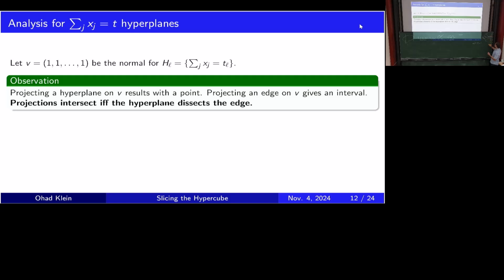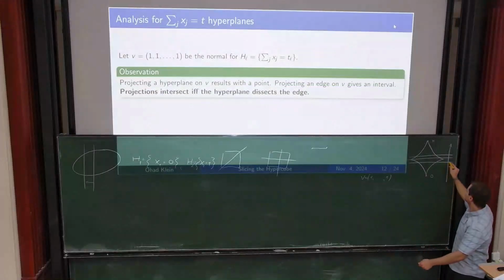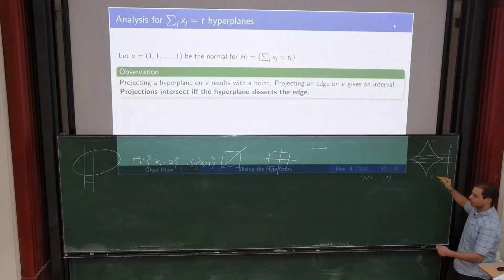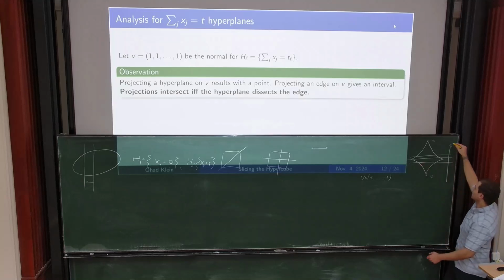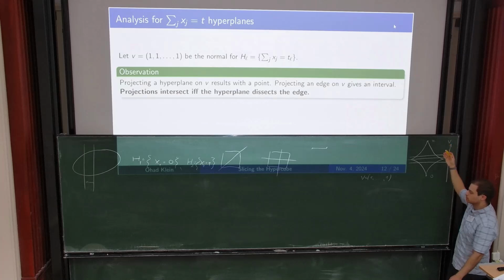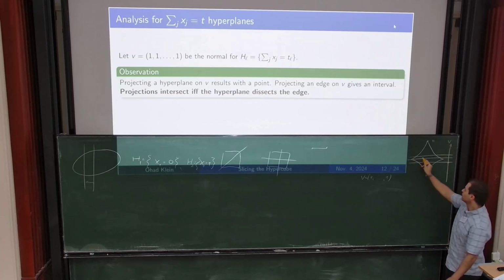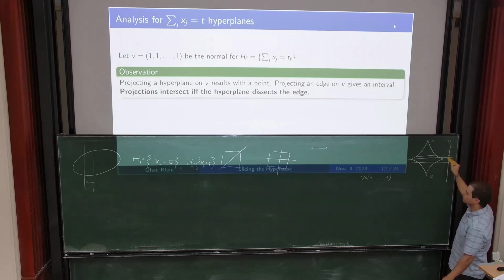What we did is that we had this direction V, which is the all ones vector, associated with the Hamming weight, and we claimed that each hyperplane, which is of the restricted form we discussed, is going to be only a single point when we project it onto this axis, which is parallel to V. So each hyperplane is going to be just a single point.